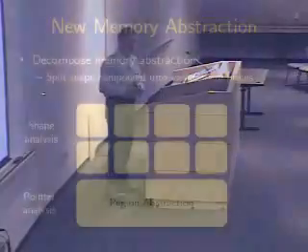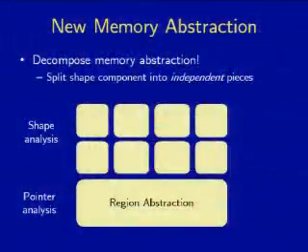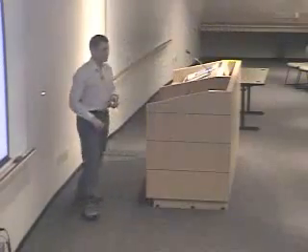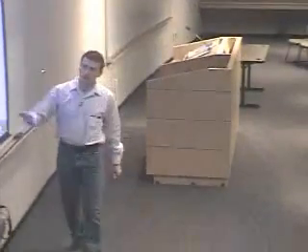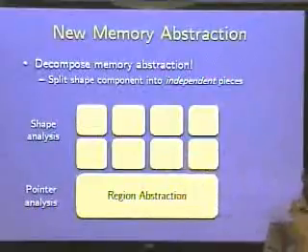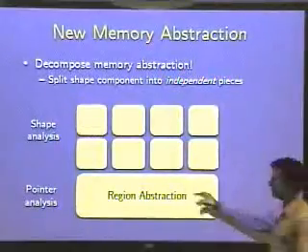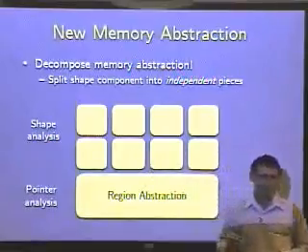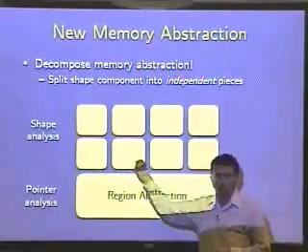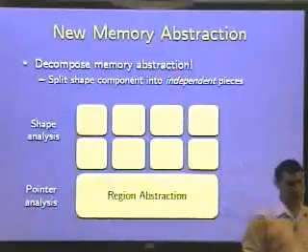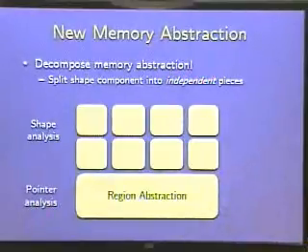Now, the second thing that we want to do is break down the granularity of shape analysis itself. What we want to do is break this heap abstraction into smaller pieces. And key here is that we want these pieces to be independent such that the analysis can reason locally about each of them without any knowledge about the other pieces in this abstraction. Okay?